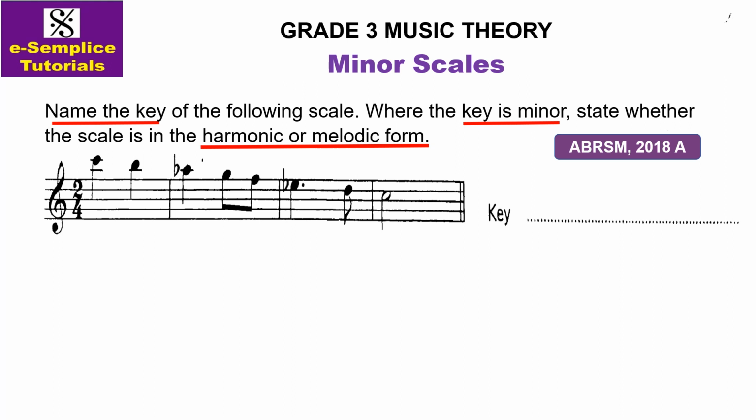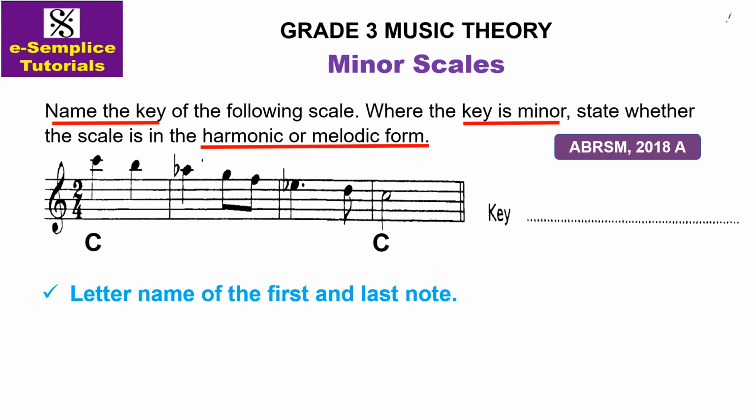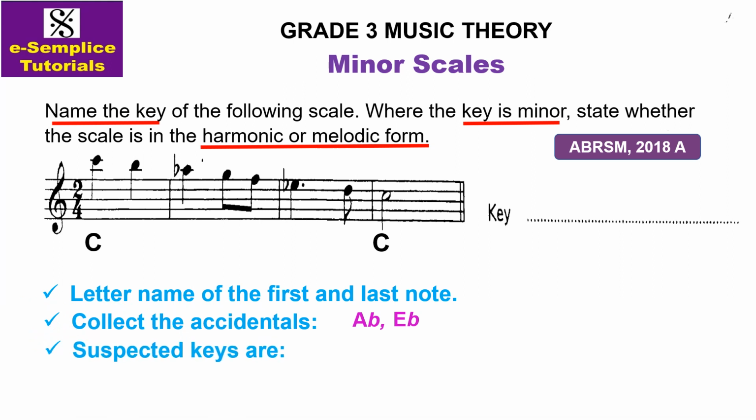Now, as usual, the first thing, write out the letter name of the first and last note. And here we have C and C. So that means whatever the key is, it's definitely going to start with the letter C. Now, collect the accidentals. Here we have A flat, and then we have E flat. Now, what are the suspected keys?